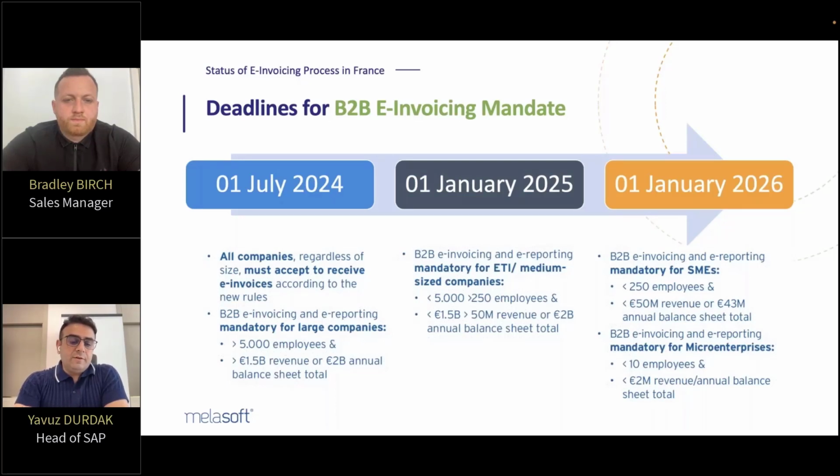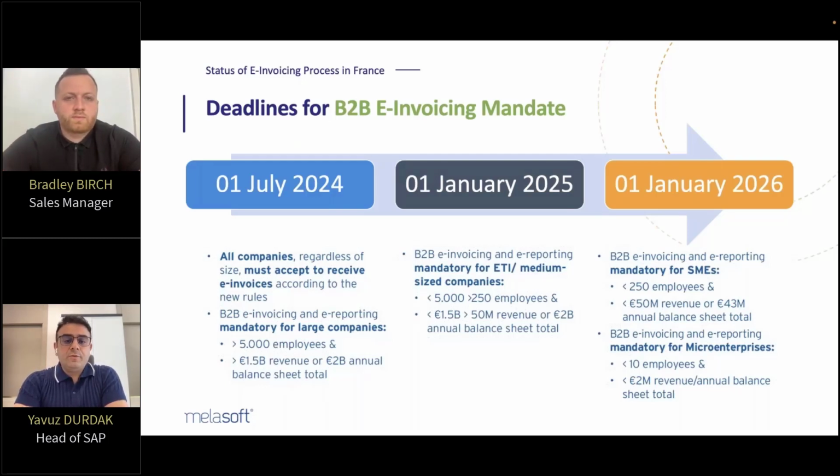large companies. What do we mean by large companies? If the number of employees is greater than 5,000, and also the revenue is greater than 1.5 billion euros, or the annual balance sheet total is greater than 2 billion euros, then the company is considered a large company. And starting from this date, these large companies should pass to the e-invoicing process.